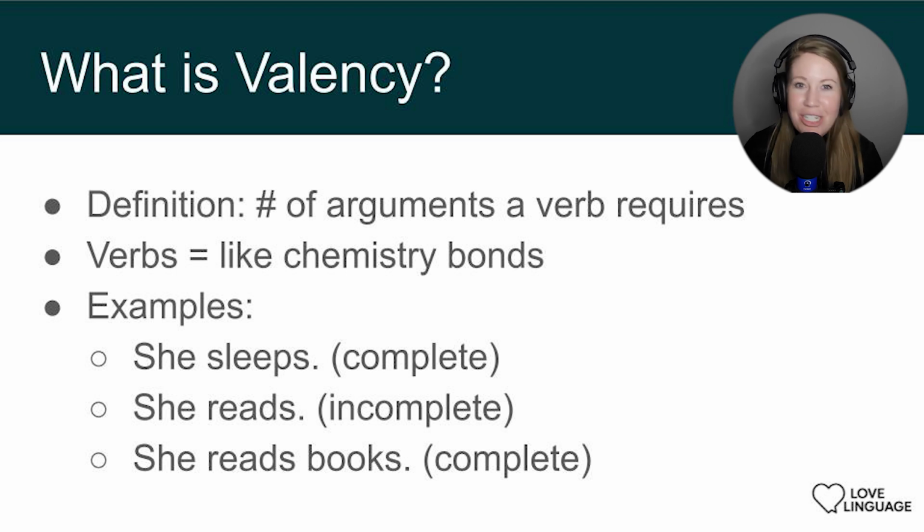In plain language and simple terms, some verbs can stand alone with just a subject, while others need objects or complements to feel complete. If you don't give the verb what it needs, the sentence feels incomplete. For example, she sleeps, which has a subject and a verb, sounds complete, but she reads sounds incomplete. What does she read? But she reads books is now complete. So verbs can be classified based on how many arguments they require. That brings us to intransitive, transitive, and ditransitive verbs.